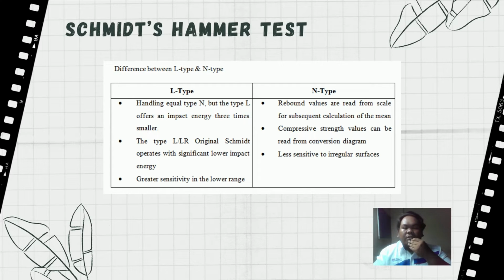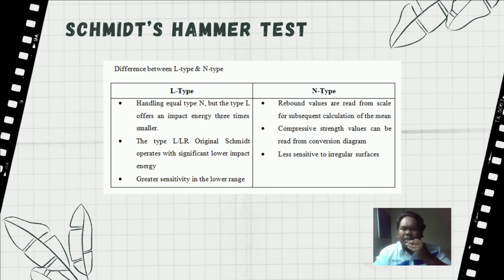So first we look at the L type hammer. Its handling is quite equal and the same as type N, but the type L offers an impact energy 3 times smaller than N type. The type L original Schmidt hammer operates with significantly lower impact energy, but it has greater sensitivity in the lower range. For the N type, the rebound values are read from the scale for subsequent calculation of the mean.